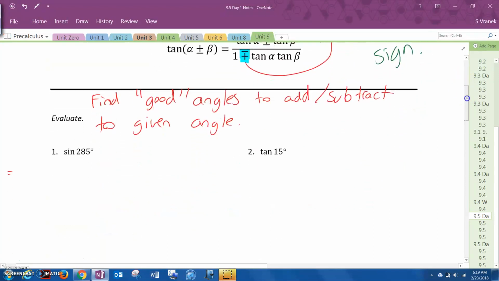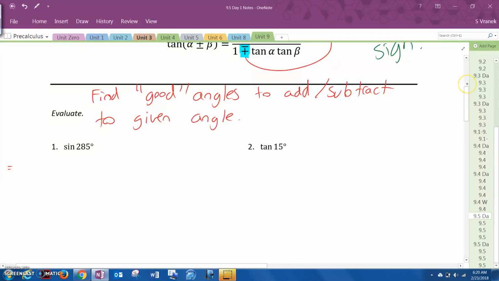So to do these problems, you have to figure out the good angles. And when I say the good angles, I'm talking about the angles that we're used to seeing on the unit circle. And we have to figure out a way to get 285 using our good angles. A little hint, if I see a 5, I usually think I'm going to have a 45 in there. So if I think to myself, what is 285 minus 45? That'd be 240. So I could rewrite this as 240 degrees plus 45 degrees.